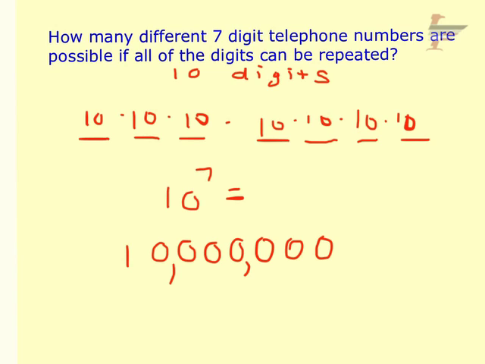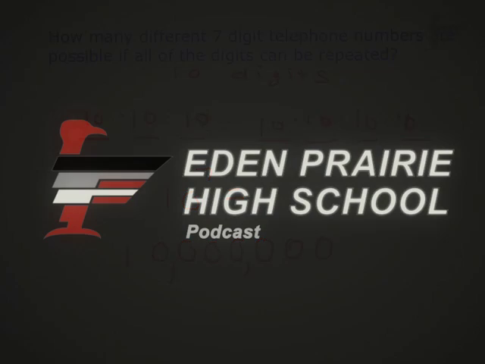So if you can repeat, you have 10 digits to choose from, and you have a 7-digit telephone number, and they can all be repeated. So basically you have 10 options every single time. So the fundamental counting principle says multiply those together, which would be 10 to the 7th, and that would be 10 million different phone numbers.